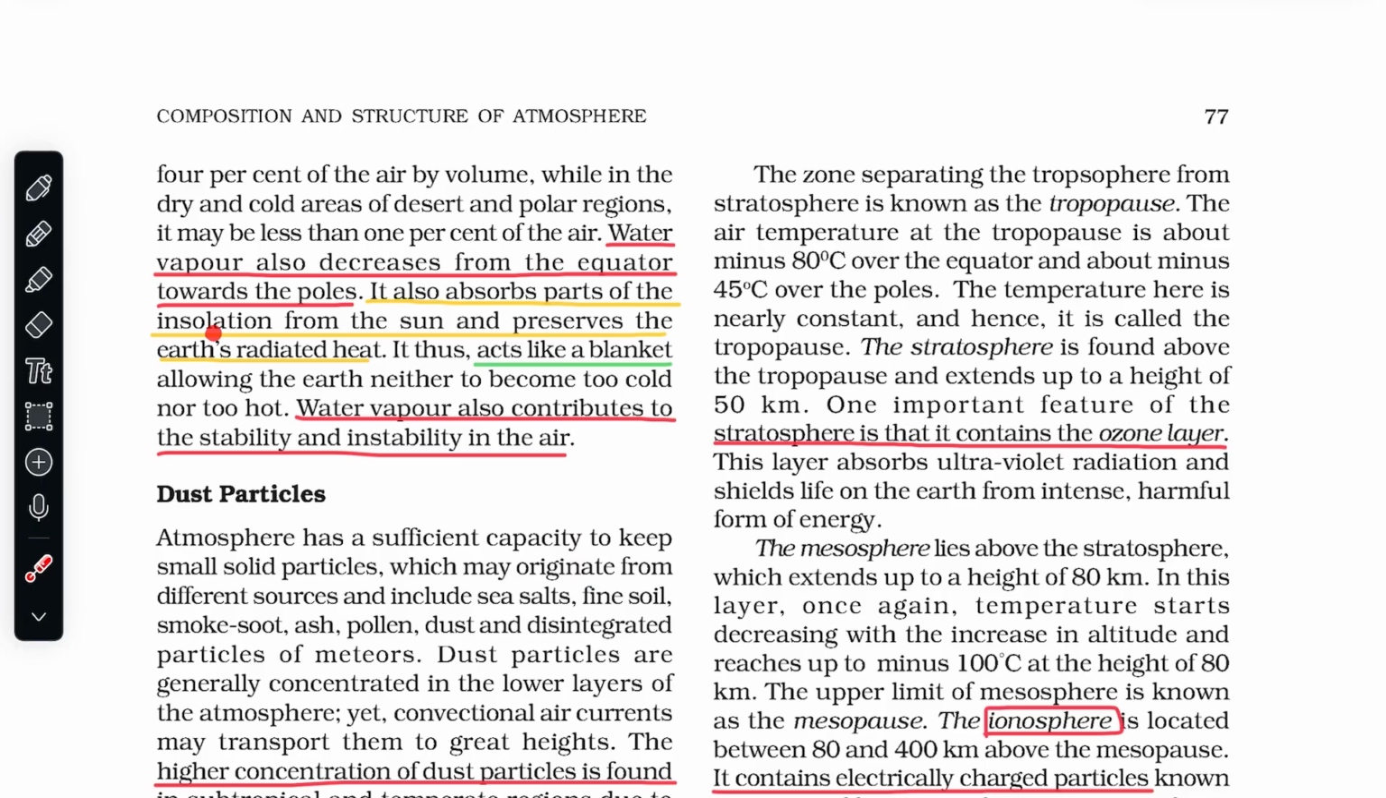It also absorbs parts of the insolation from the earth and preserves the earth's radiated heat. So this is also one of the greenhouse gases. It thus acts like a blanket, allowing the earth neither to become too cold nor too hot. Water vapor also contributes to the stability of the air. This is why water is truly essential for the life on the earth because it acts as a blanket, allowing the earth neither to become too cold nor become too hot.